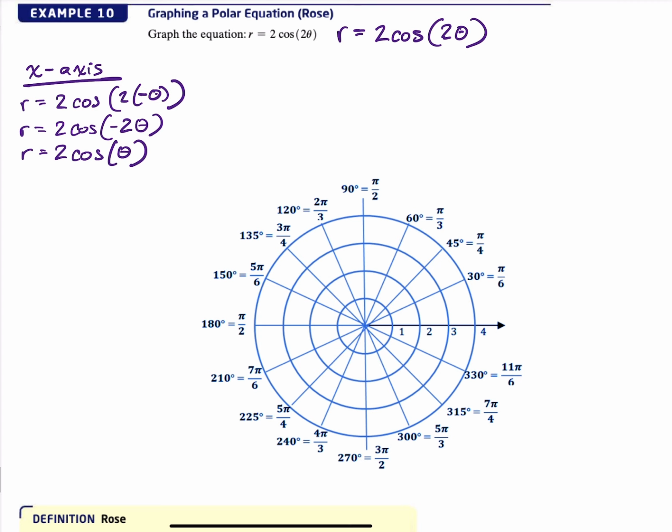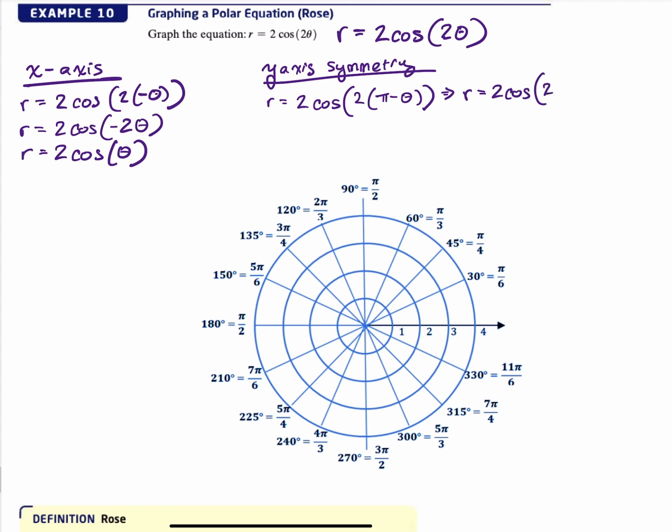For y-axis symmetry, in this case, we're replacing theta with pi minus theta. So multiplying that through, that means r equals 2 times the cosine of 2 pi minus 2 theta. This one's a bit less obvious to imagine. So let's actually expand this out and see what we get.